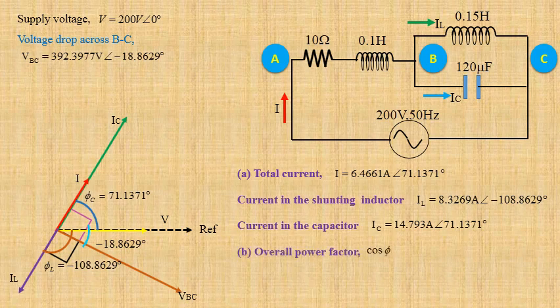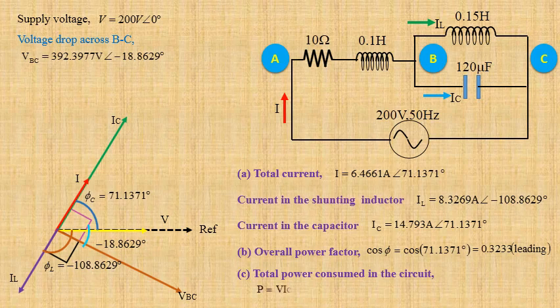Now we shall determine overall power factor. Cos phi equals cos of 71.1371 degree. That gives us 0.3233 leading. Now we shall calculate total power consumed by the circuit. P equals VI cos phi. Using values we get 200 into 6.4661 into 0.3233. That gives us 418.1053 watt.